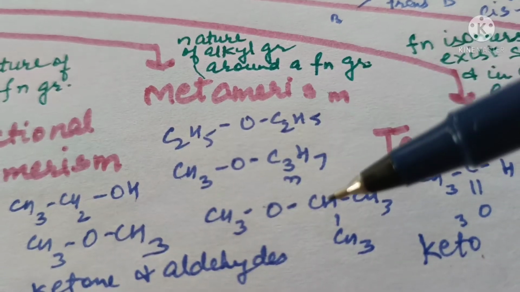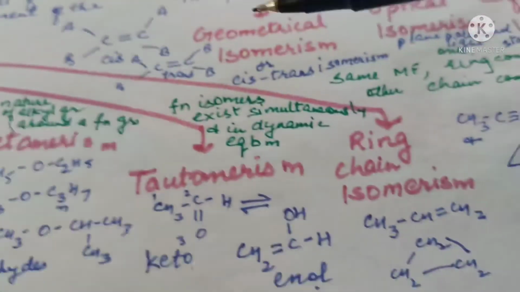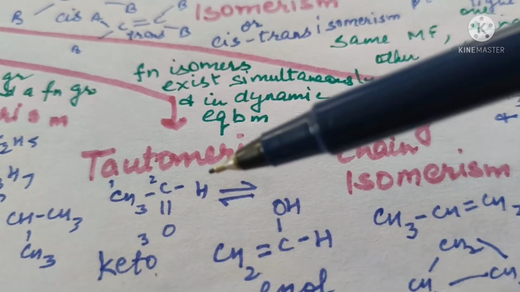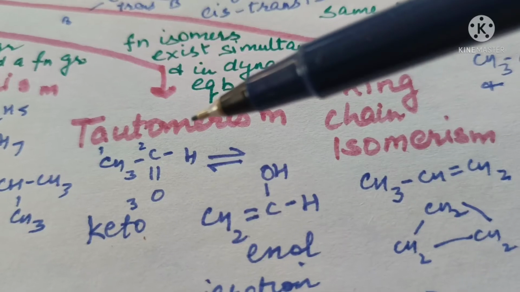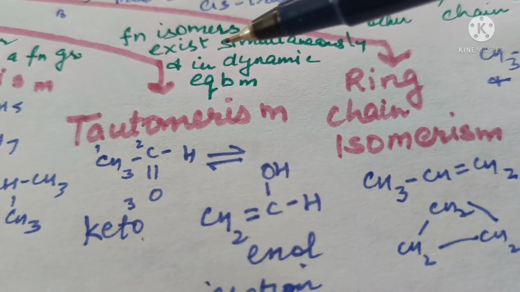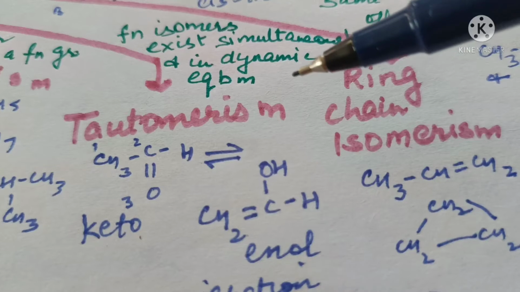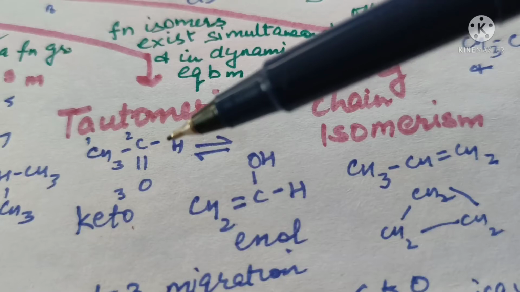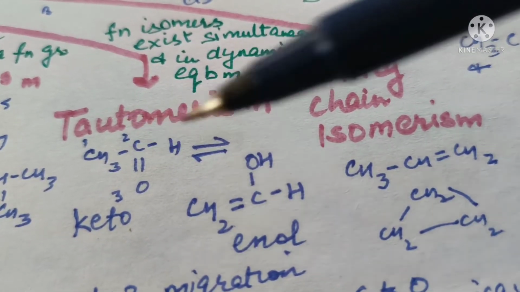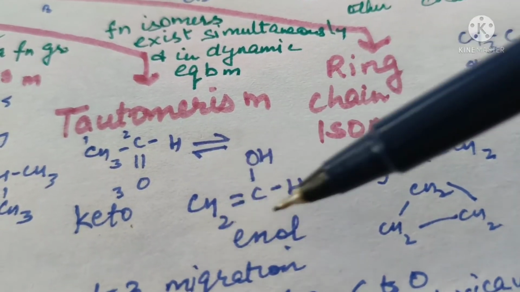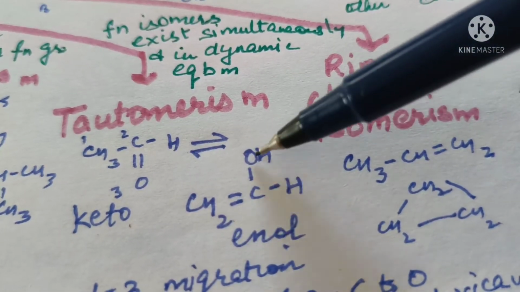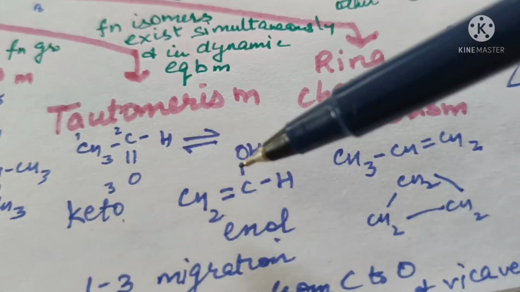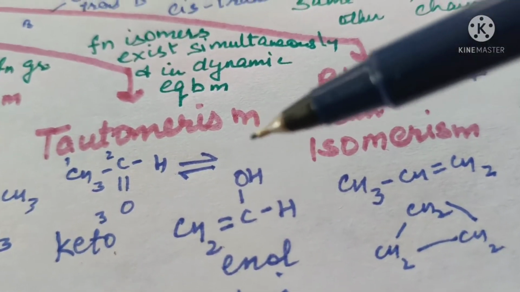We can also have metamers in ketones. Then the next type of structural isomerism is tautomerism. In tautomerism, the functional isomers exist simultaneously and in dynamic equilibrium. One can change into the other, and the other can change back to the first compound. For example, ketones and these compounds which have a double bond and an alcoholic group simultaneously, called enols, are tautomers of each other, and the phenomenon is called tautomerism.